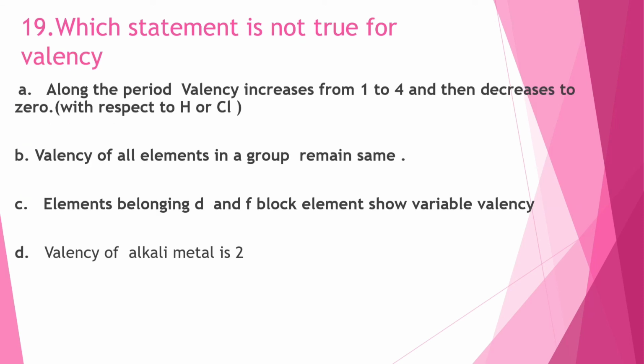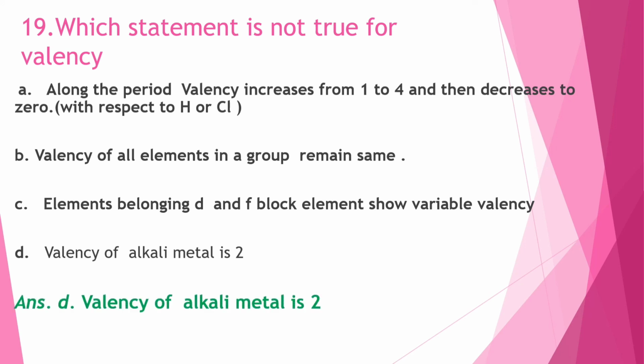Which statement is not true for valency? Along the period, valency increases from 1 to 4 and then decreases to 0. Yes, this is correct. Except the D block, the D block has variable valency. If we see the S block and P block elements, first valency increases from 1 to 4, that is from group 1 having valency 1 to group 14 having 4, and later on it decreases from 4 to 0. Inert gas elements of group 18 have 0 valency.